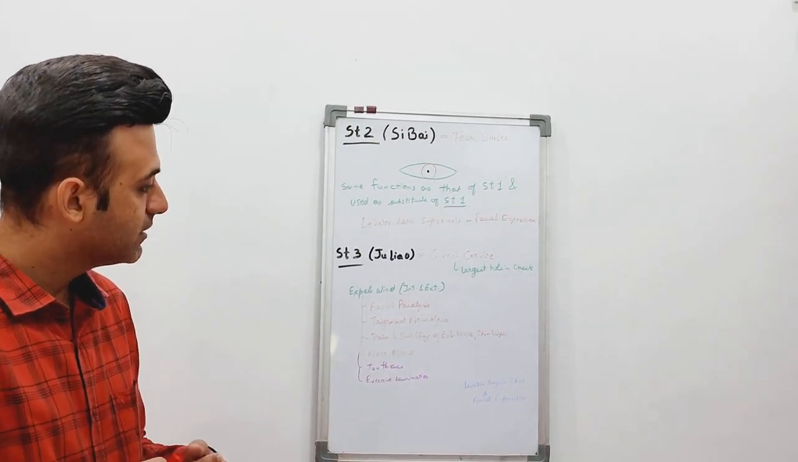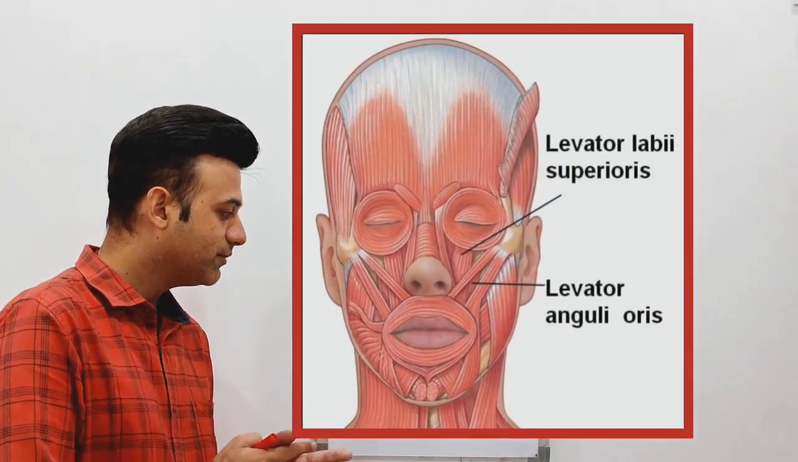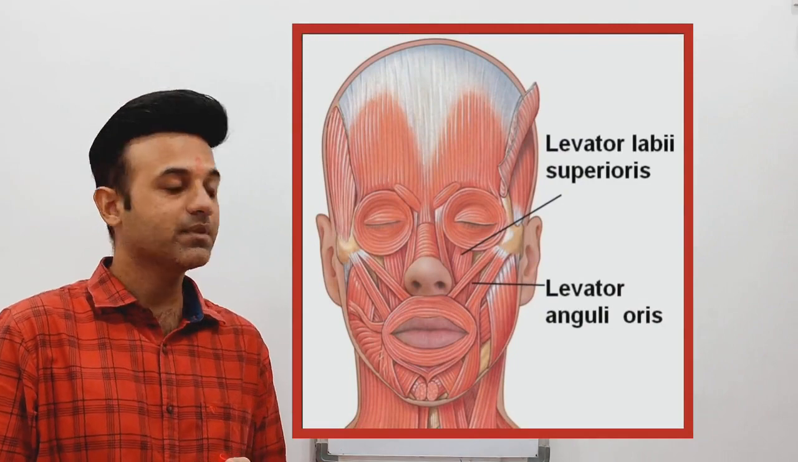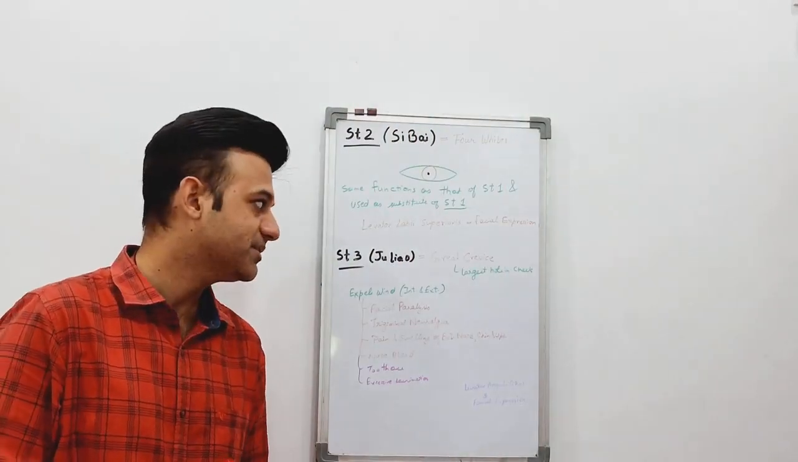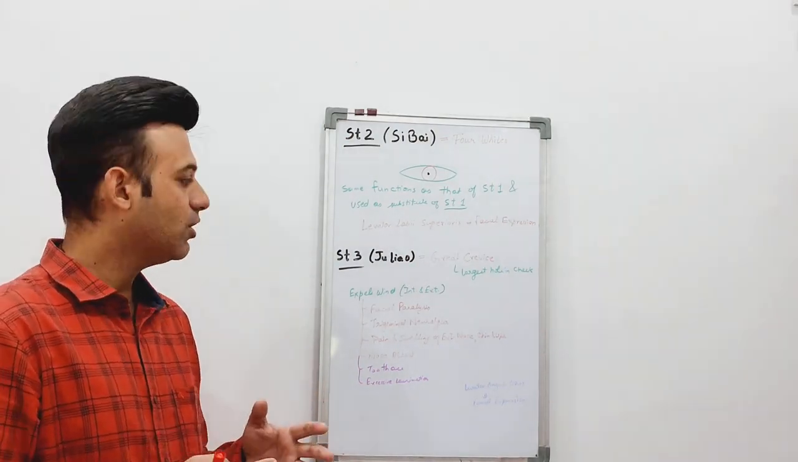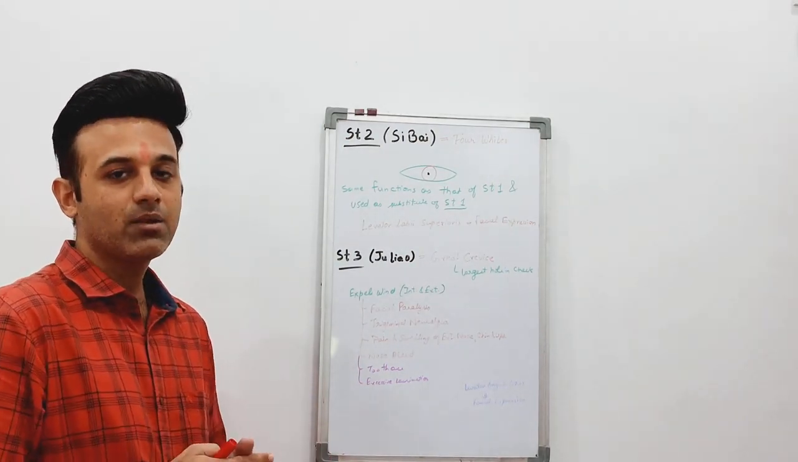The muscle it lies on is levator anguli oris, and again this muscle is also responsible for facial expression. So in all, it's mainly used to expel the wind from the face.